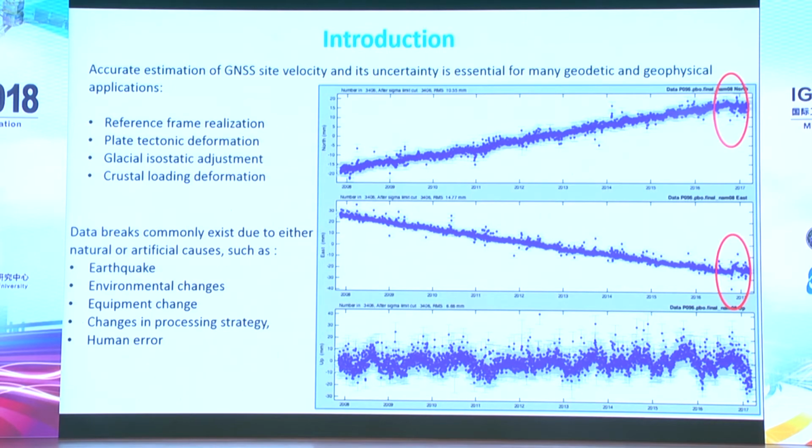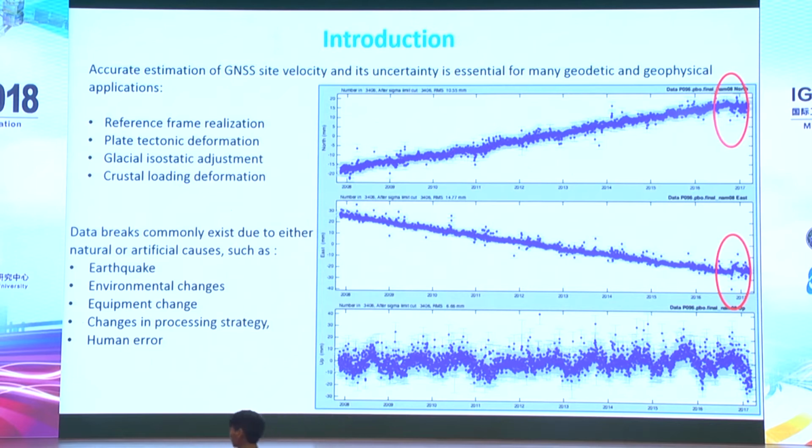So from continuous GPS position time series, we can estimate the site velocity together with its uncertainty. This estimated site velocity and uncertainty has a lot of geophysical and geodetic applications, such as the reference frame realization. And it's not uncommon to find offsets in the continuous time series. So we call it a data break. This data break can be due to either natural or artificial factors, such as an earthquake, an equipment change, or a change in the processing strategy.